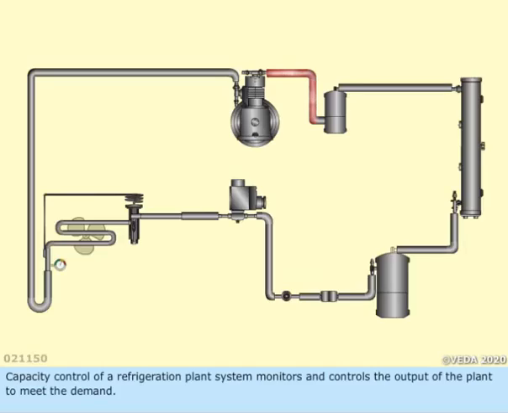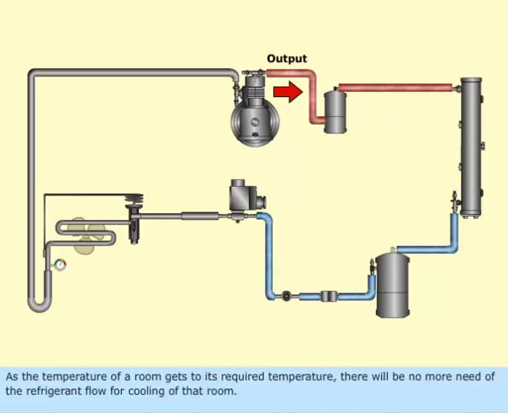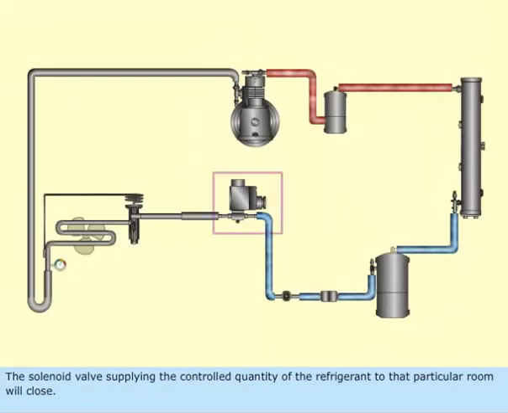Capacity control of a refrigeration plant system monitors and controls the output of the plant to meet the demand. As the temperature of a room gets to its required temperature, there will be no more need of the refrigerant flow for cooling of that room. The solenoid valve supplying the controlled quantity of the refrigerant to that particular room will close.